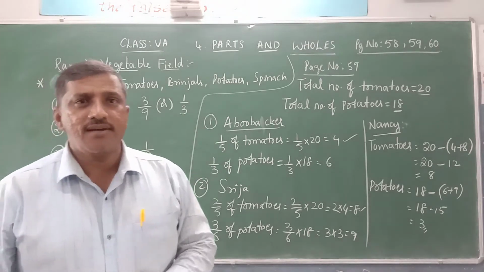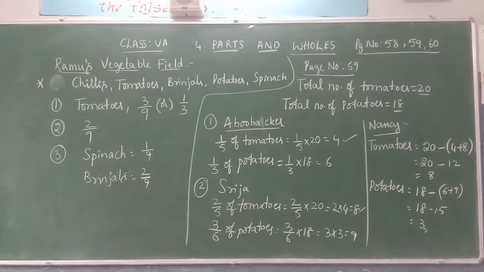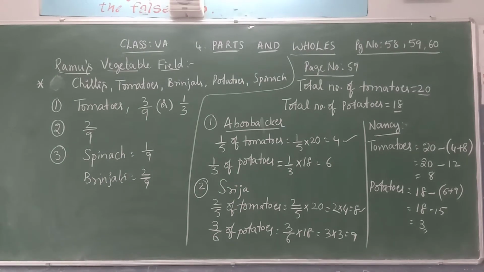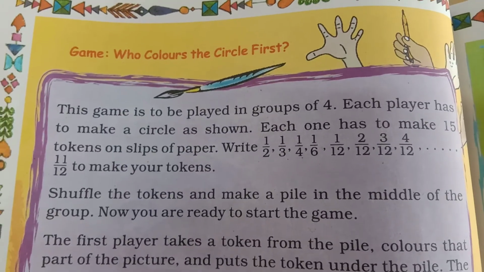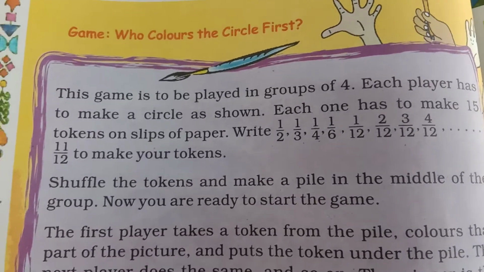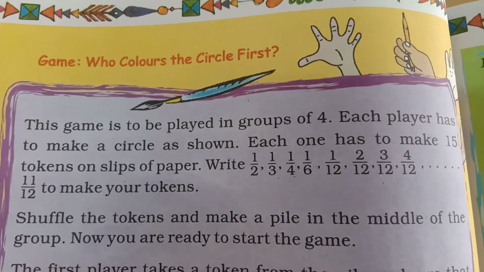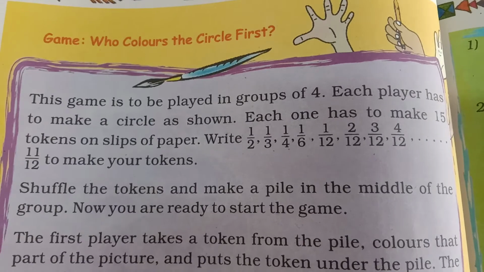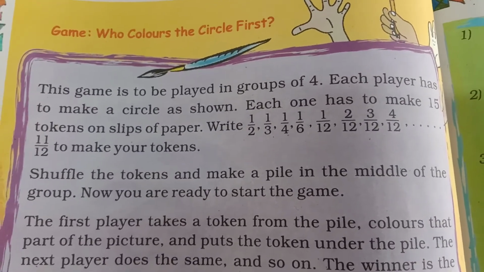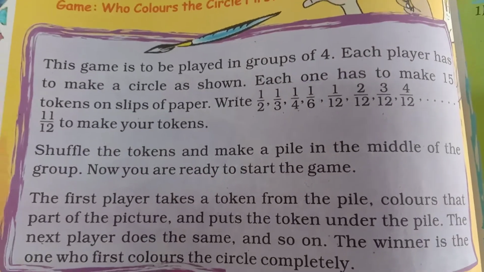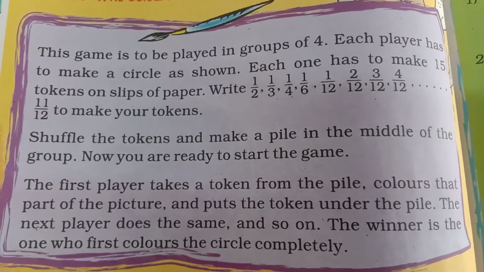Is it clear, children? Now page number 60. Game. Who colors the circle first? It's a game between your friends. You can play this game. How to play? What is required to play this?